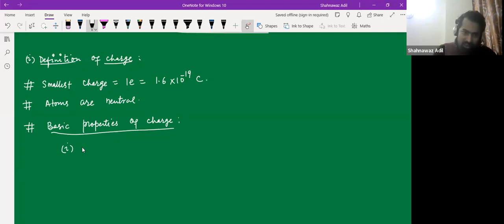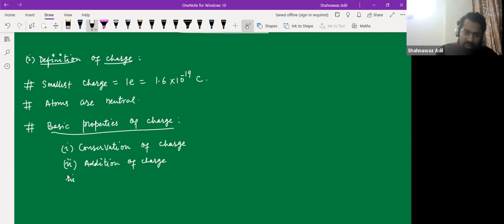Conservation of charge is there, right? Whenever charges or a material are participating in a reaction, the total charge on the left hand side, the reactant side, should be equal to the total charge on the right hand side, which is the product side. So the basic properties are conservation, additivity, and quantization. Addition of charge, yes. Good.